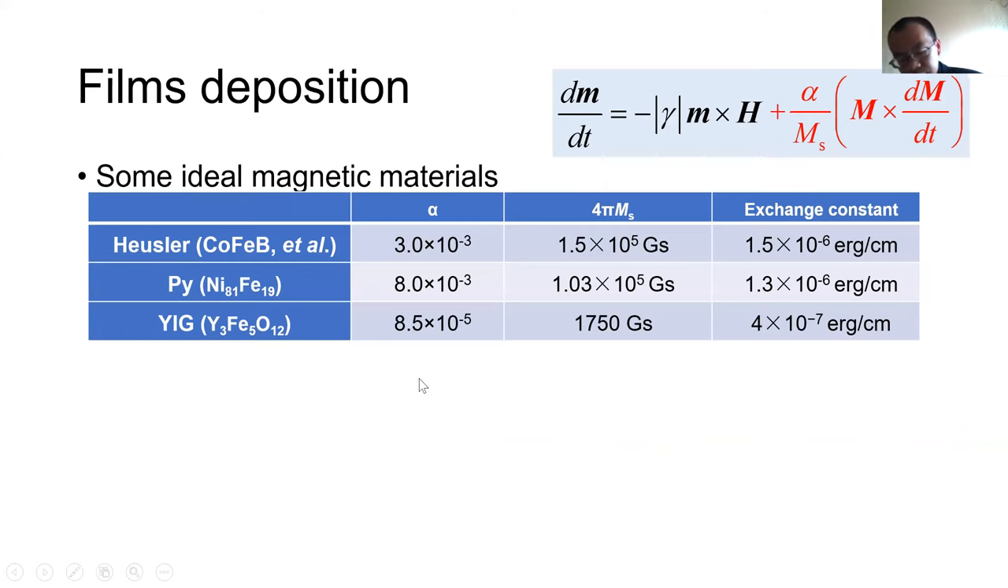So we have the spin wave theory, and to study it, we need to have some good magnetic materials. In this area, the magnetic materials used to study spin waves are mainly some metallic magnetic materials like the Heusler, the CFB or cobalt iron boron, or aluminum and so on, and the permalloy, and the YIG materials.